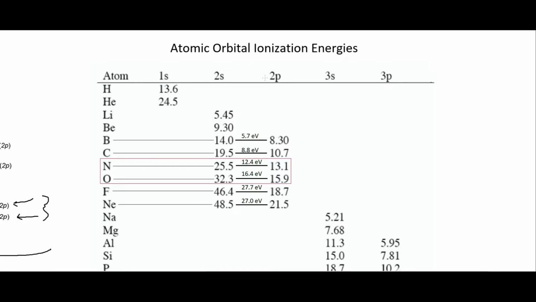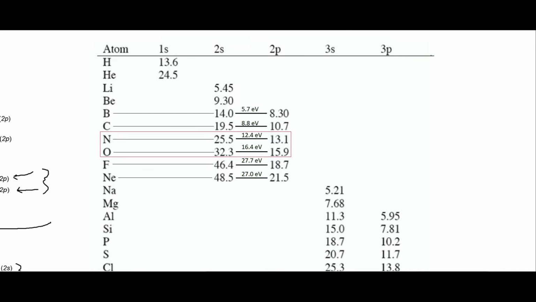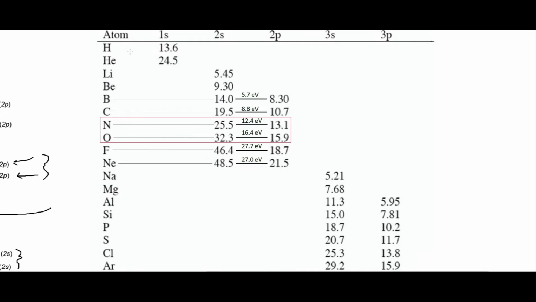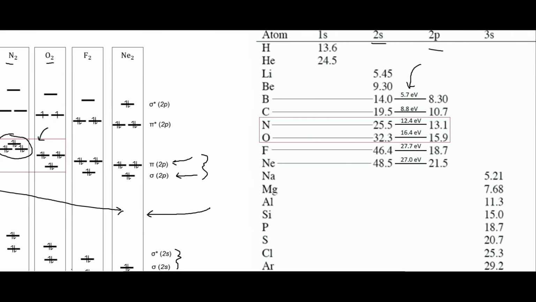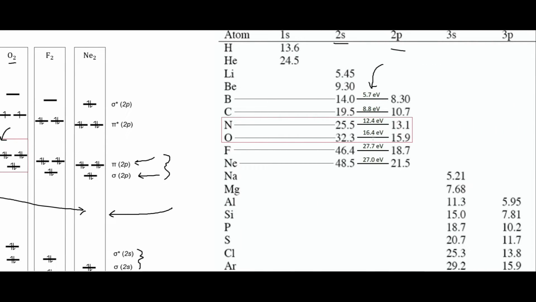So this is the atomic orbital ionization energies, which is a measure of the energy of those orbitals. And so if we look here, so our boron, the difference in energy between the 2s and the 2p, I wrote in the differences in the energies here. So we have 5.7 and 8.8. Then nitrogen is 12.4, so it's right on the cusp there. So the nitrogen still has the pi orbitals here below the sigma orbital, but it's right on the cusp. But then when we get to oxygen, we are at 16.4, a difference of 16.4 electron volts.